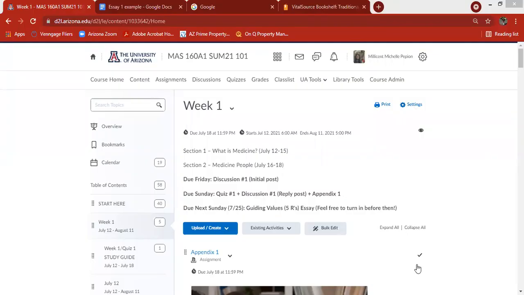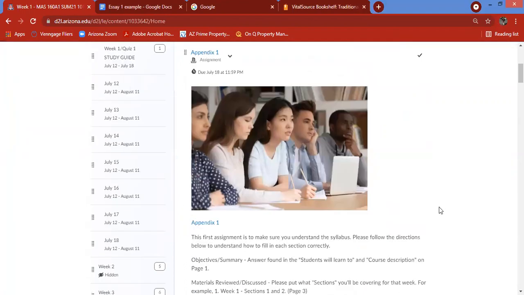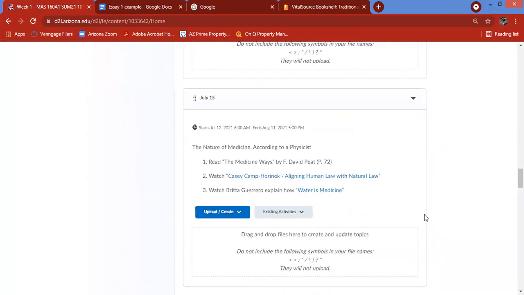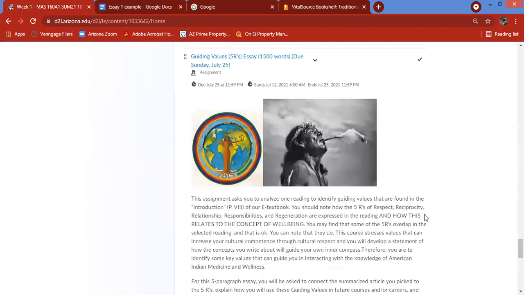So if you go down here from week 1 and you scroll all the way down to the bottom, you are going to find the writing prompt for the Guiding Values 5R essay. You can see it's 1,500 words, which is around 4 pages, and it is going to be due July 25th.